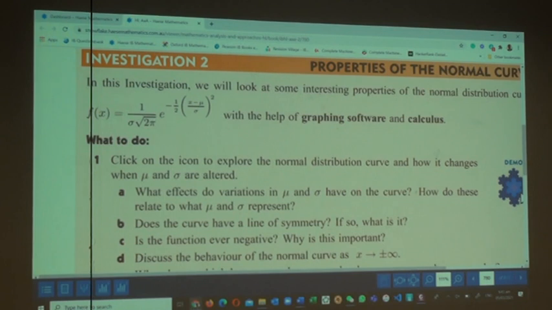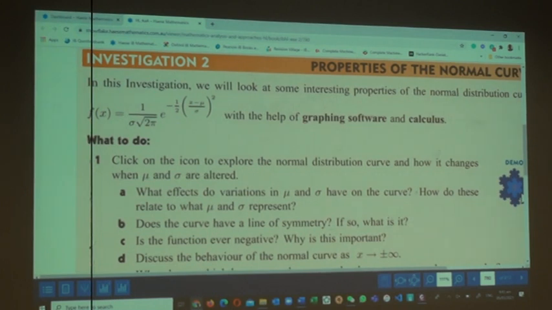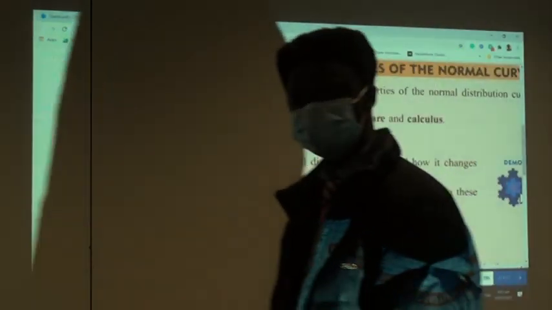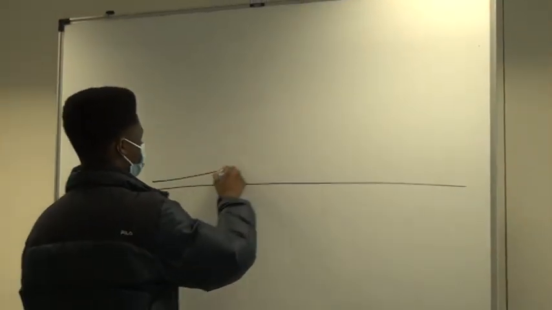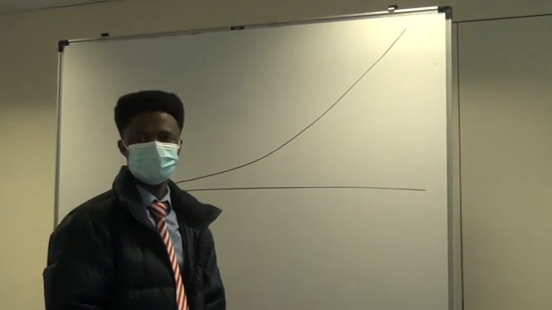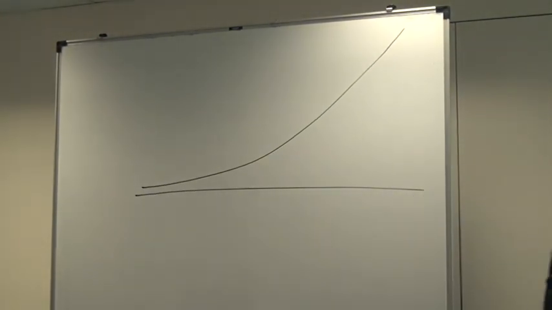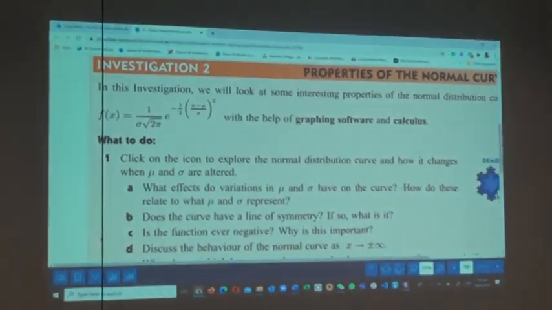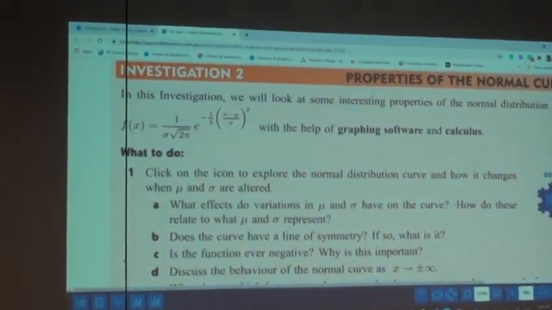Exponential anything, whether positive or negative, is never negative. E to the power of anything is never negative. Our exponential function, at least you've done that before, is always like this. This is your x-axis, which means y is negative below here. It's always in this form. So the exponential function is not negative, and the other factors are not negative too, so it will never be negative. Okay?